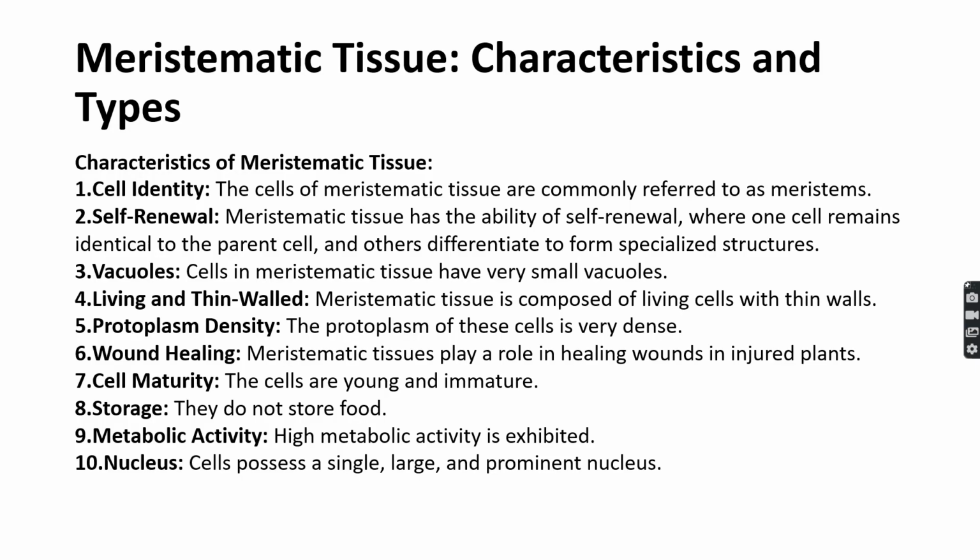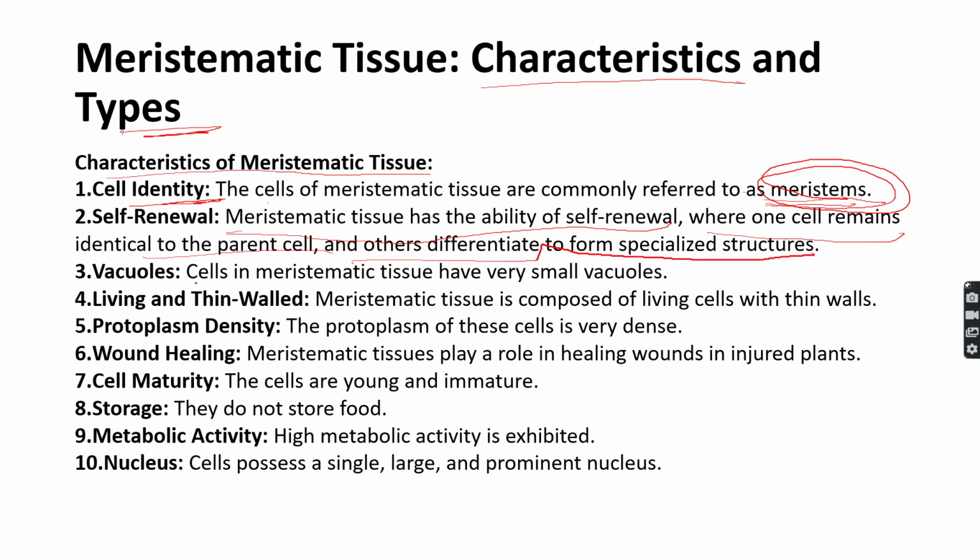Now coming to the details of meristematic and permanent tissues. For meristematic tissue, let's understand the characteristics and their types. Characteristics of meristematic tissue: number one is cell identity. The cells of meristematic tissues are commonly referred to as meristems, like apical meristem, lateral meristem, intercalary meristem. Then these tissues have self-renewal ability, where one cell remains identical to the parent cell, and the other differentiates to form specialized structures.